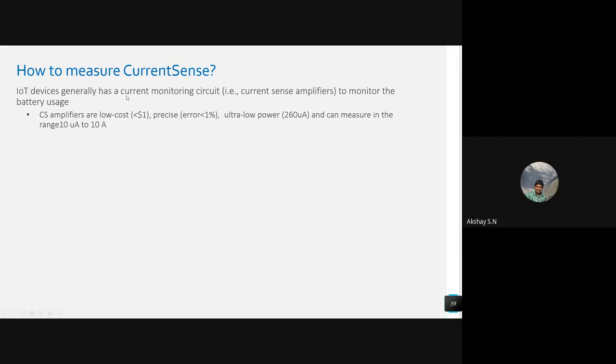Typical IoT devices generally have a current monitoring circuit, and it is very low cost, less than $1. It can measure all the way from 10 microamperes to 10 amperes, and it's very precise, with errors less than 1%. So people use this in their IoT devices today to measure their batteries and things like that.